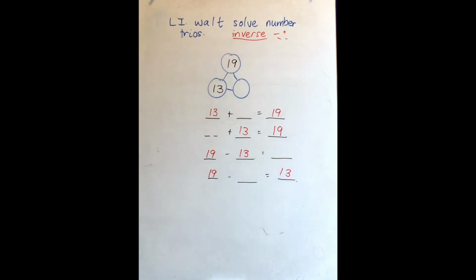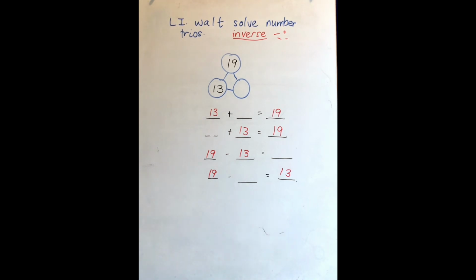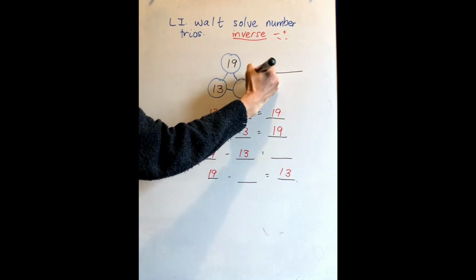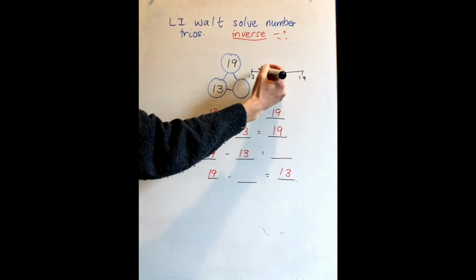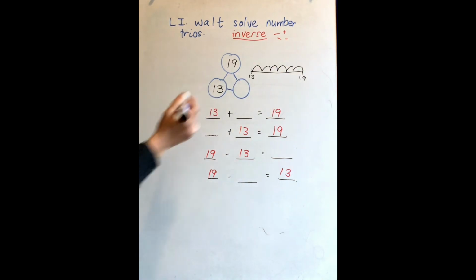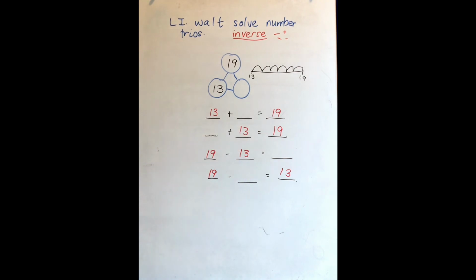Now, as I've discussed before, I really much prefer adding on. I don't like taking away. It's not something that my brain likes to do. So I would much prefer to add on. What I would do, this is just a strategy for me, is draw myself an empty number line. I'd put 13 here and 19 here, and I'd just jump until I got there. 14, 15, 16, 17, 18, 19. How many jumps did I make? I made 1, 2, 3, 4, 5, 6 jumps. So I know that my missing number is 6.